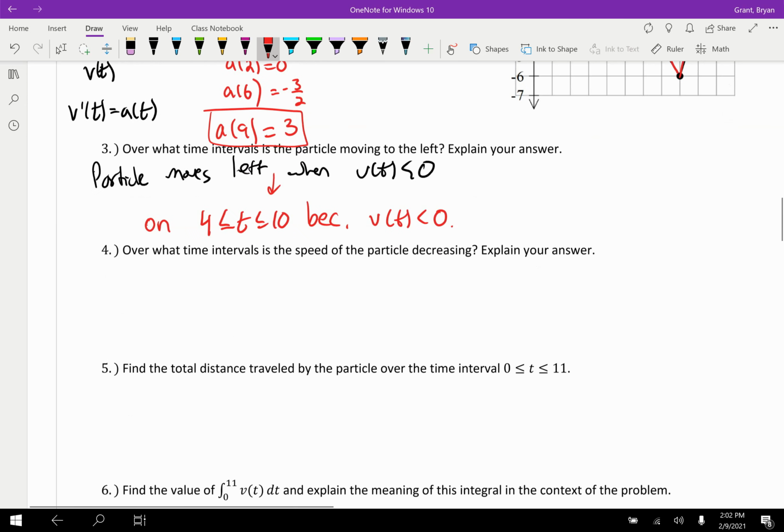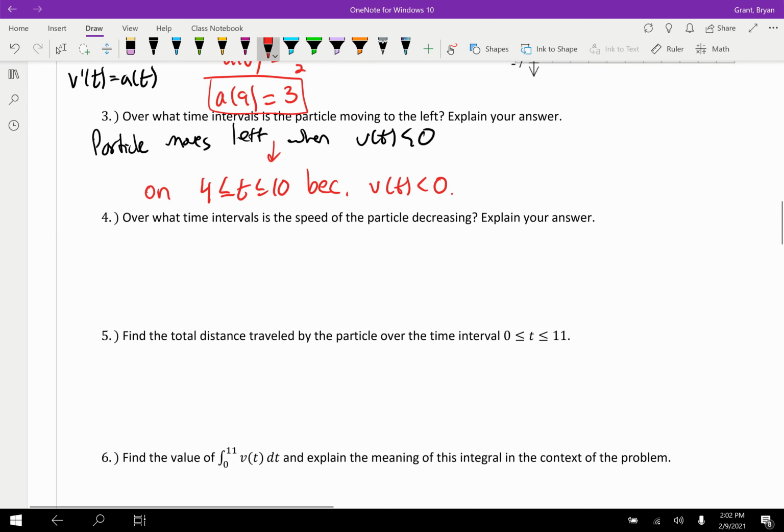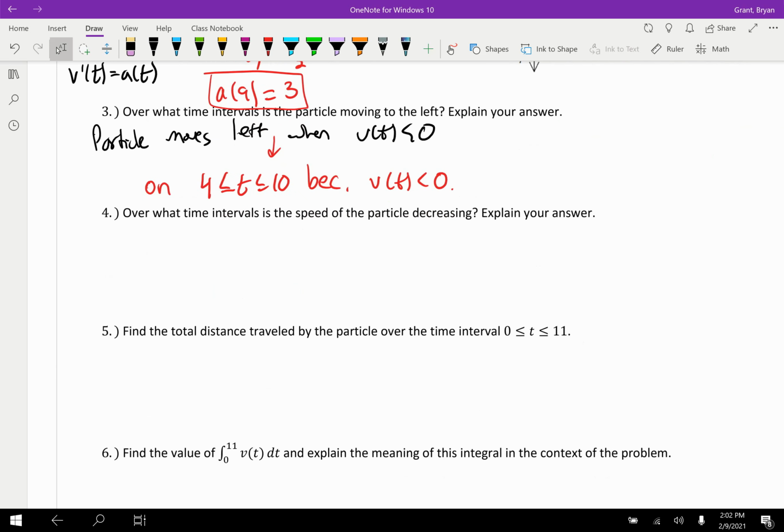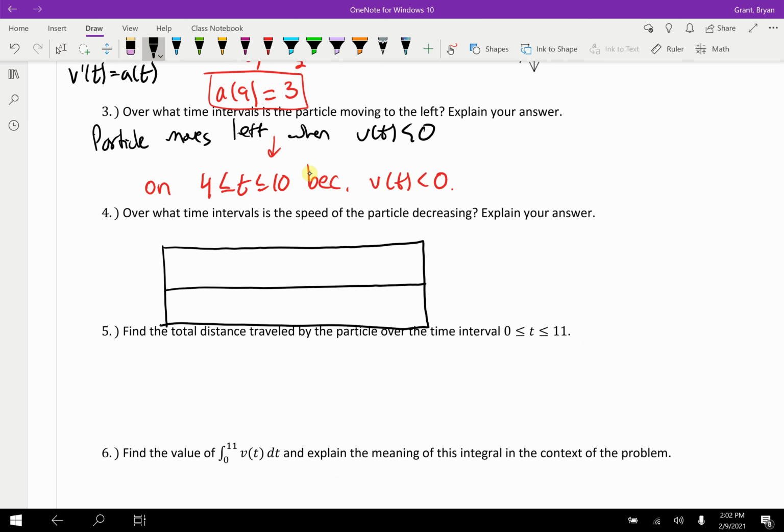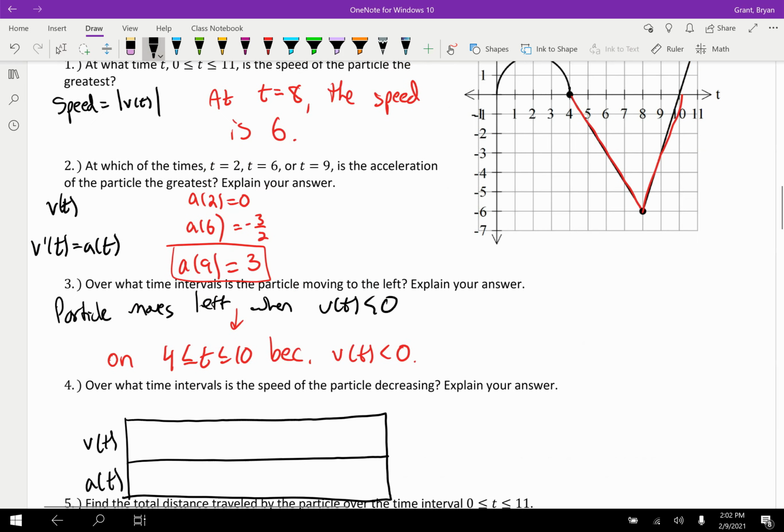Now this one can be a little bit trickier. Speed increasing or decreasing takes into account both velocity and acceleration. So one way I like to look at this is to quickly make a double sign chart for both velocity and acceleration. This is a nice reminder of how to make a sign chart too. We're going to start with v of t, and we're going to look at the graph of v of t and ask ourselves 2 questions.